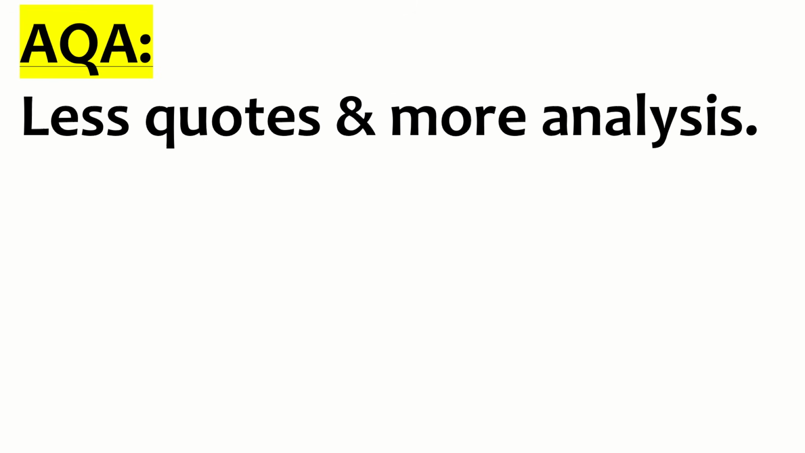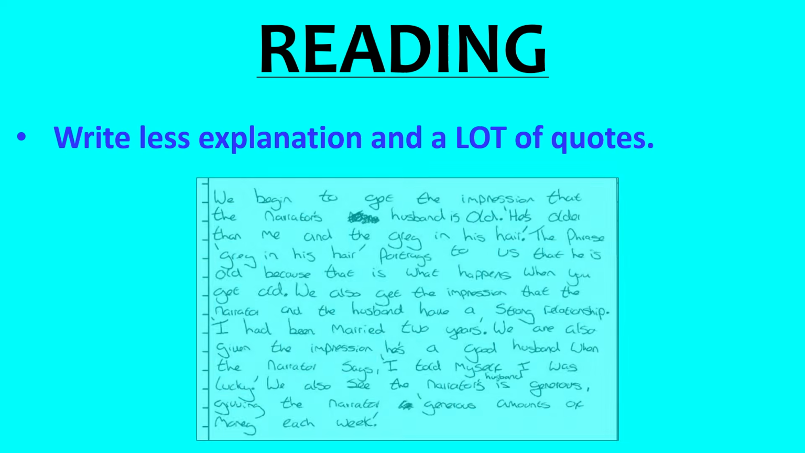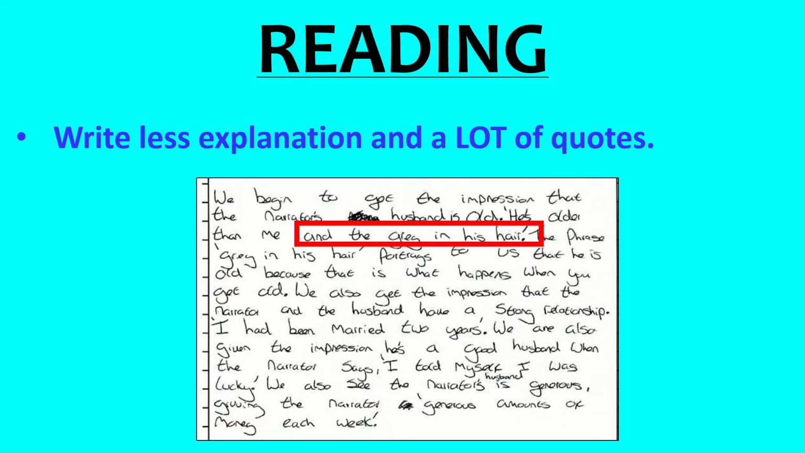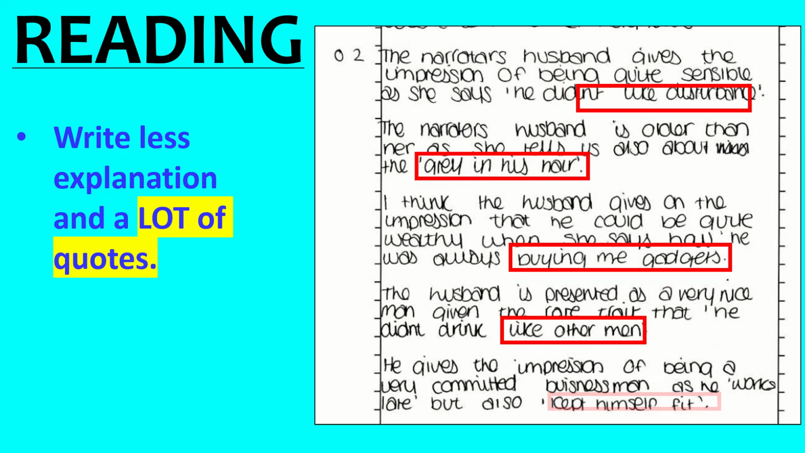So the big difference between if you're coming from school to EDUQAS, the main difference is with AQA, you want less quotes and lots of analysis, maybe 5 or 6 lines for each quote. The main thing to take from this video is with EDUQAS, our exam board, it's lots of quotes with either smaller explanations or maybe even some where you don't really need to explain. So this is what we don't want, where you got one quote of like 9 lines of explaining it. This is what we want, where each of these would get a mark. Nice, short and simple, move on to your next quote.